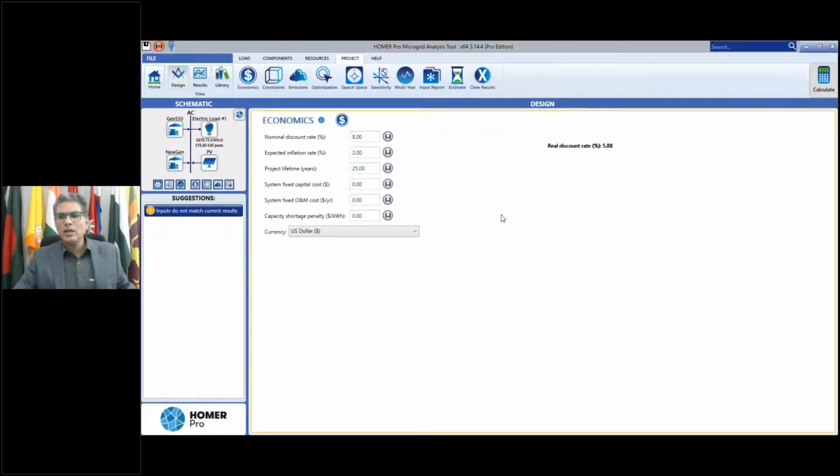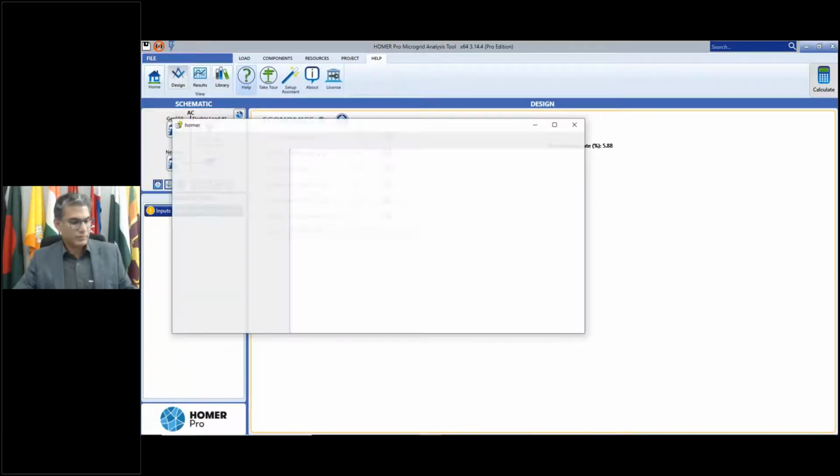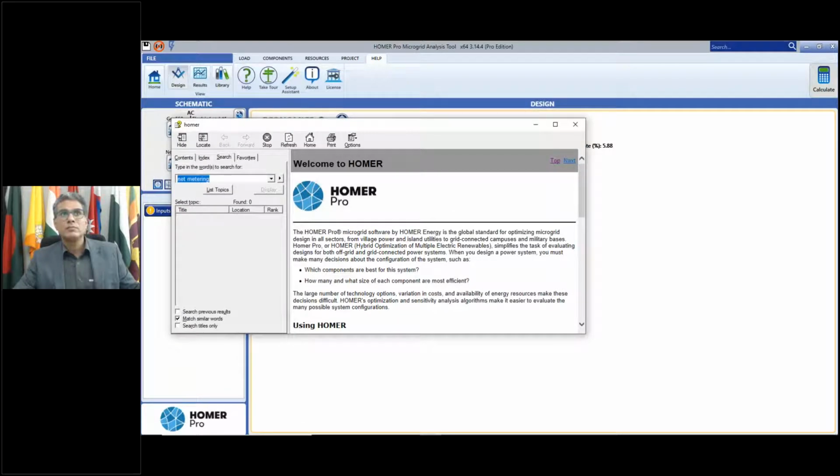How does HOMER calculate the real discount rate? It doesn't calculate the real discount rate. That's an input. But it converts that to a nominal rate based on the inflation. There's a good article in the help file about it. But there's a simple formula to take the nominal rate and the inflation rate and come up with the discount rate.